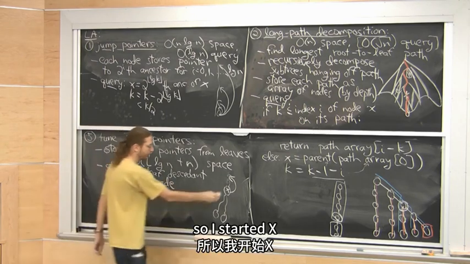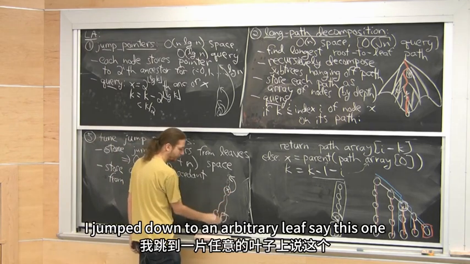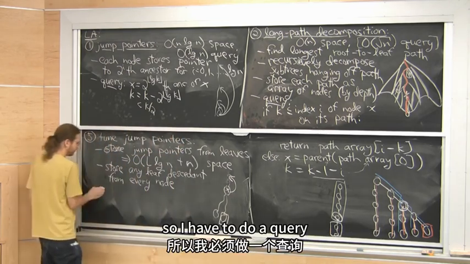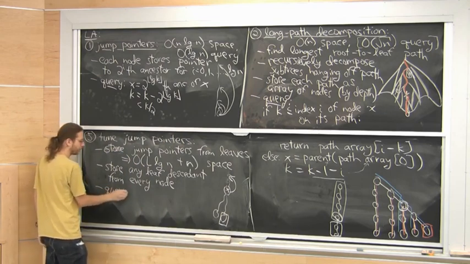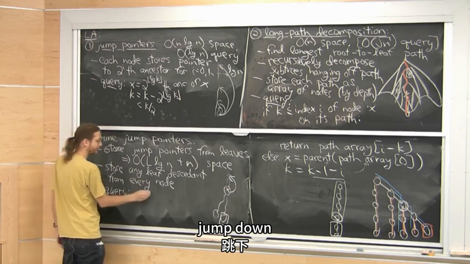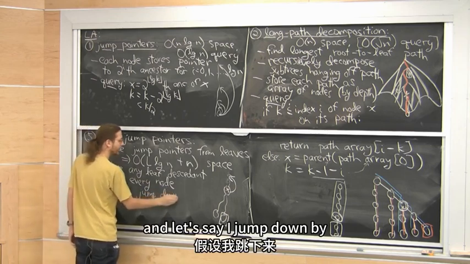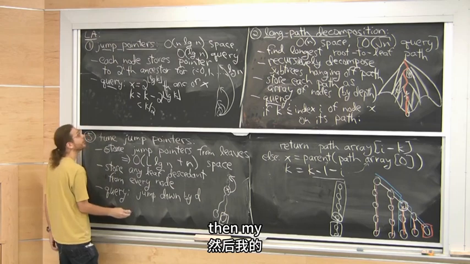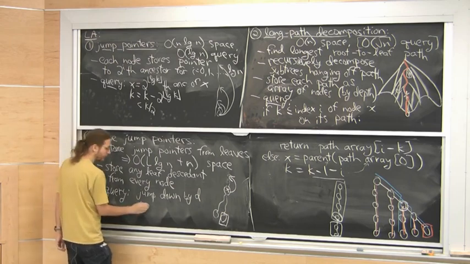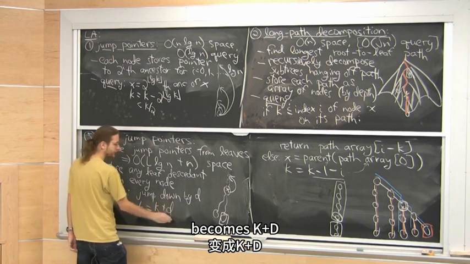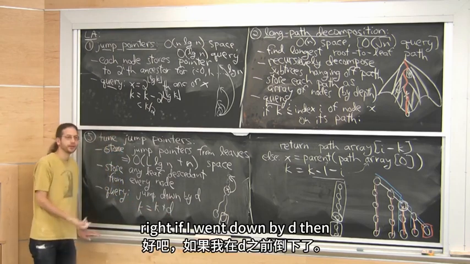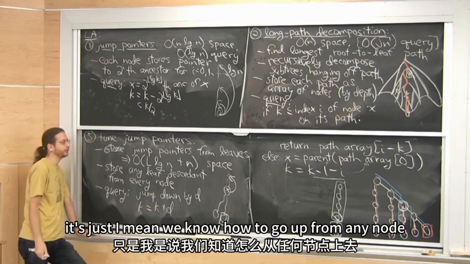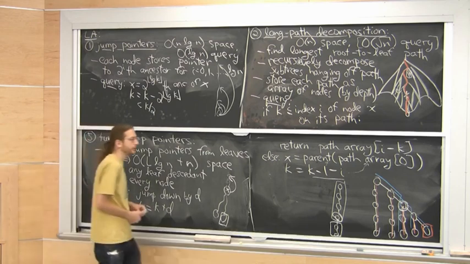Okay? So I start at x. I jump down to an arbitrary leaf, say this one. So I have to do a query. Jump down, and let's say I jump down by d. Then my k becomes k plus d. If I went down by d, and I want to go up by k from my original point, now I have to go up by k plus d. But we know how to go up from any node that has jump pointers.